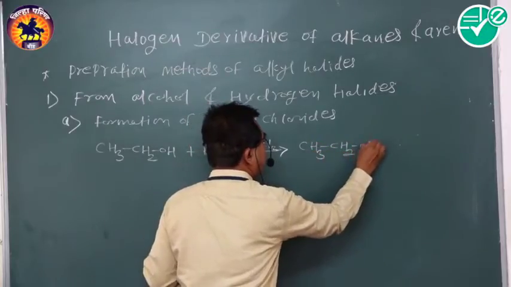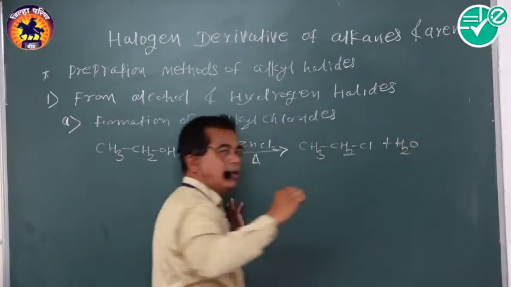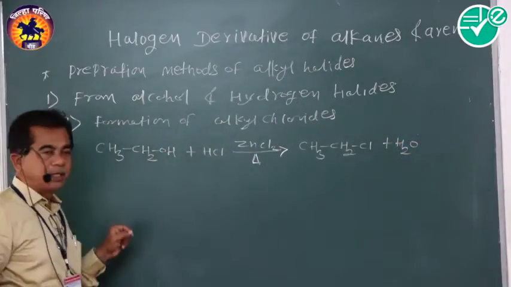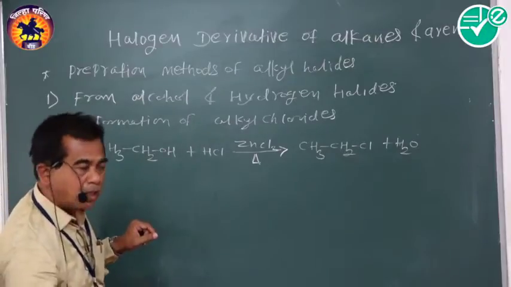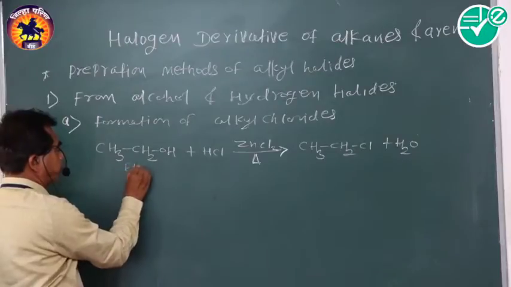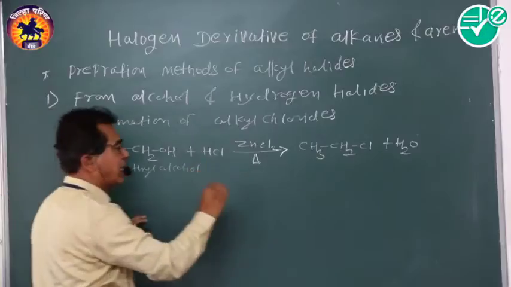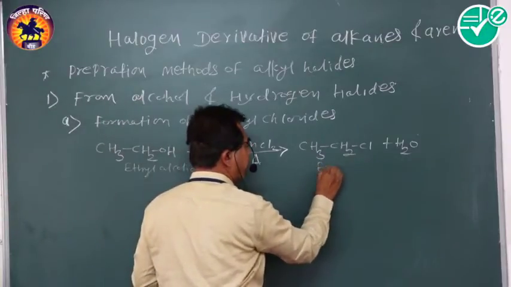And it gives ethyl chloride plus water. Now, in the first method, there is a primary alcohol, that is ethyl alcohol. It gives a primary alkyl halide, that is ethyl chloride.